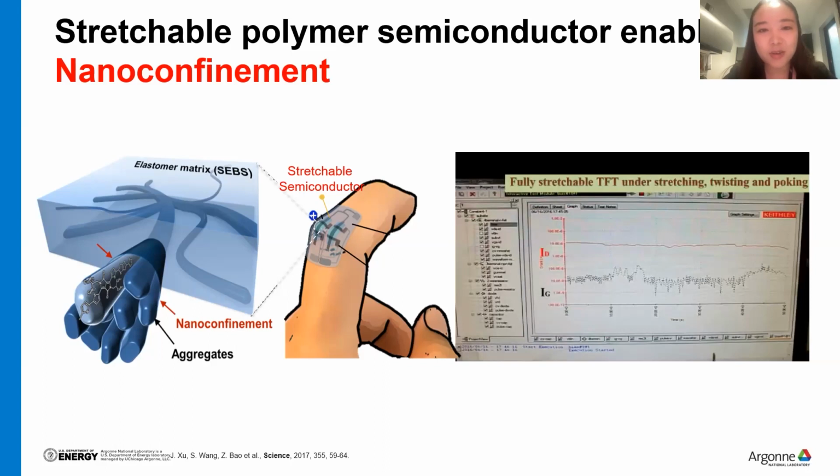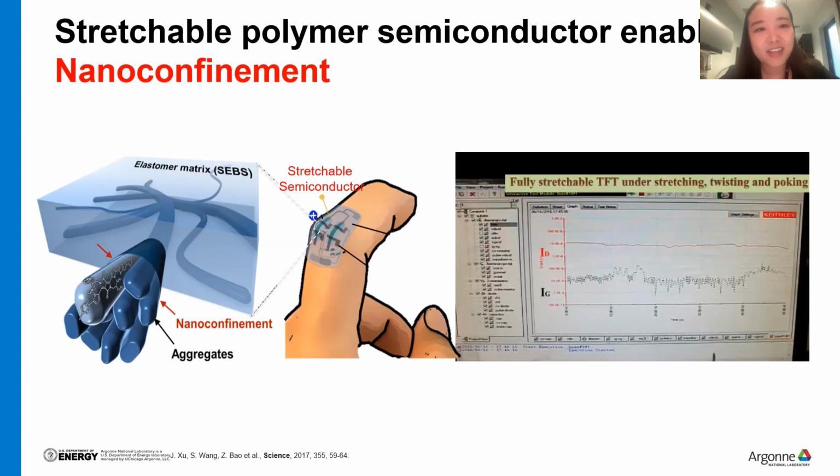So here, the video just played is a real-time video of an operating stretchable transistor made by this stretchable semiconducting material. When we stretch it, twist it, or even poke on the sharp object, the transistor behaves almost the same. So this is pretty good. So the material innovation is important for us to be able to make different new types of electronics.